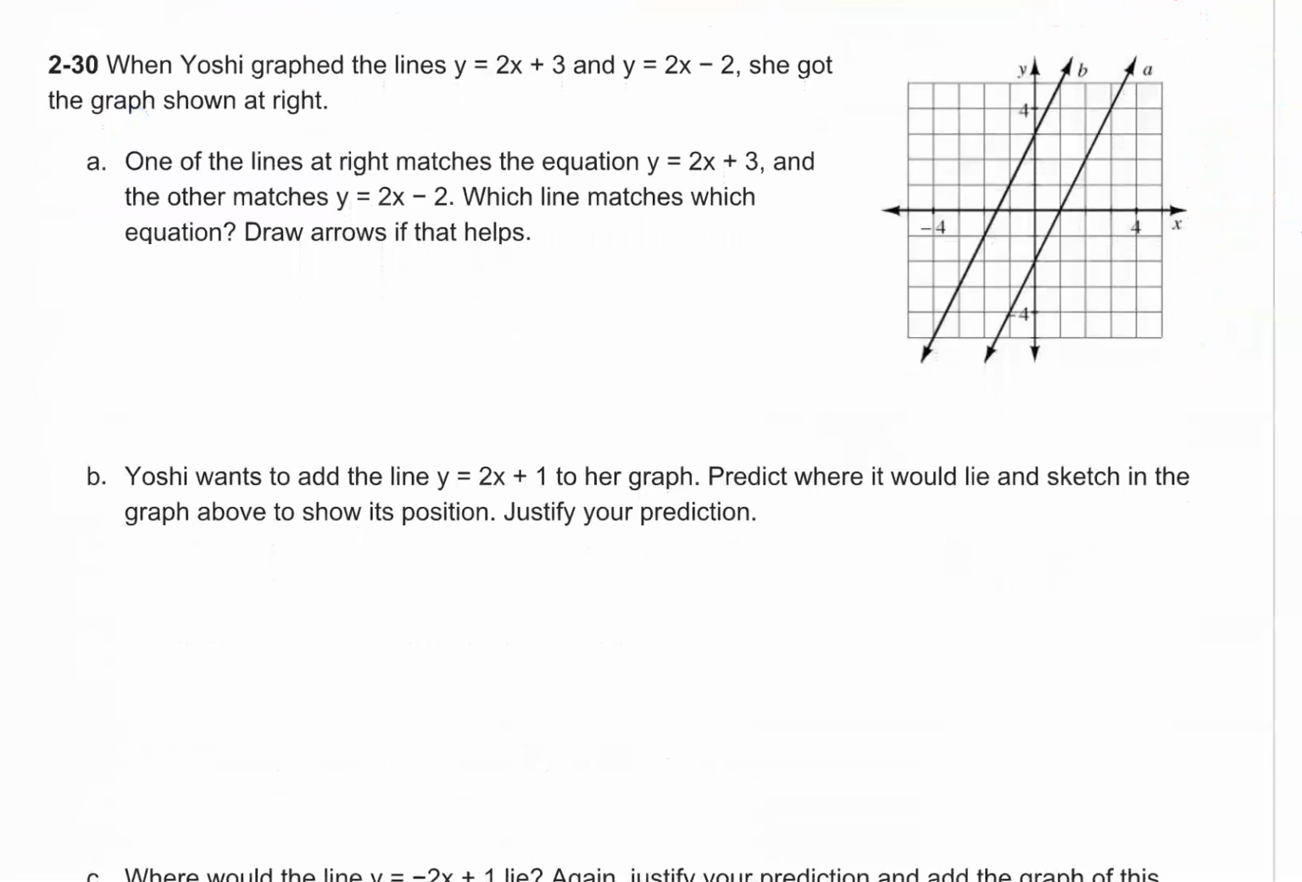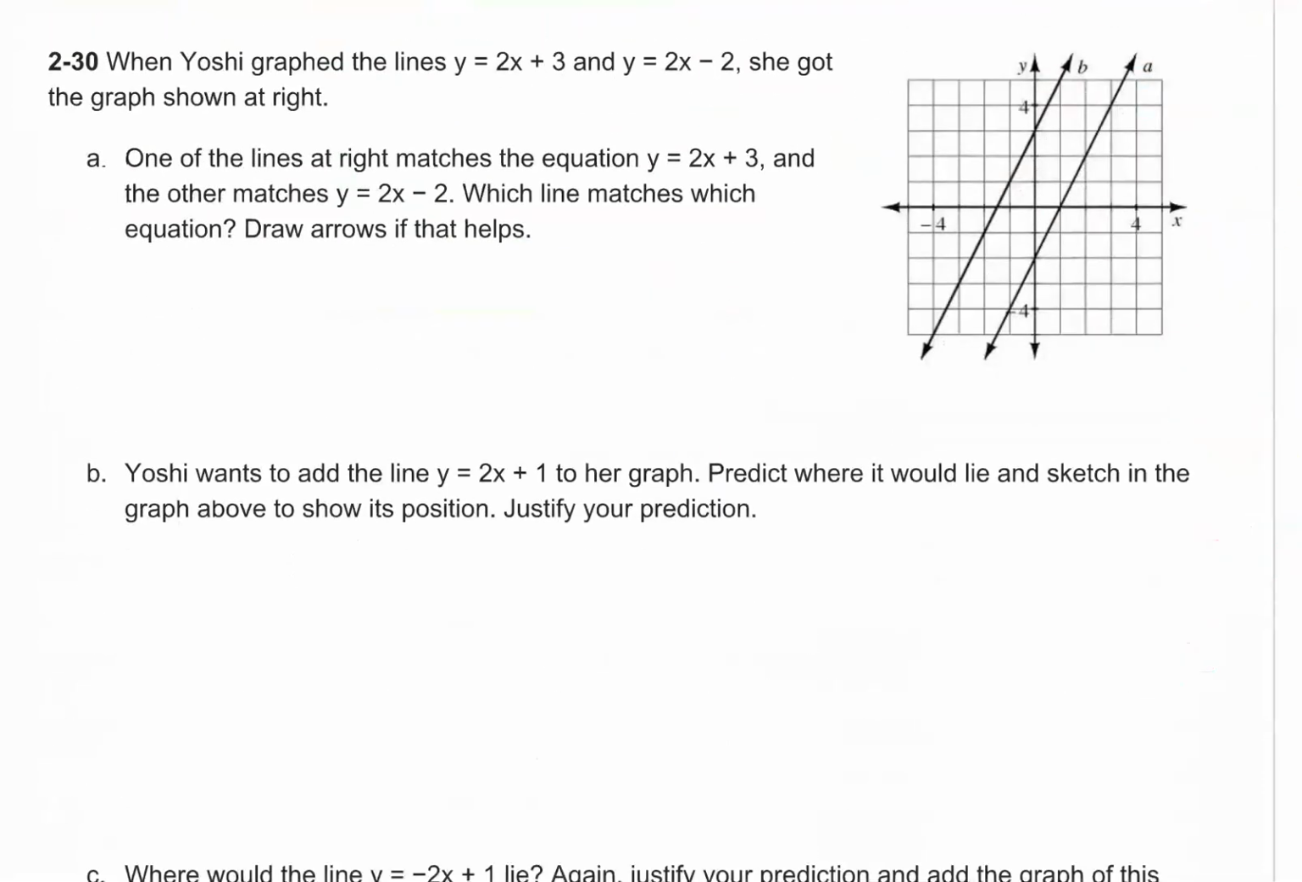All right, Yoshi is graphing lines, 2x plus 3 and 2x minus 2. So I'll use the same color. The starting value here is plus 3. Those are the starting values, so that tells you where to look on the y-axis. So here you can see this is 0, 1, 2, 3. There's the line that has a starting value of 3. And then here's the line that has a starting value of negative 2, because it's 0, negative 1, negative 2.